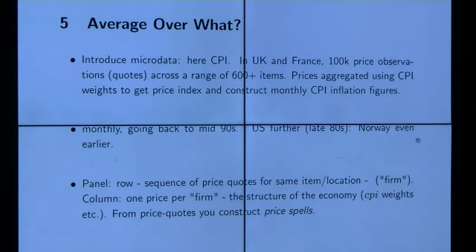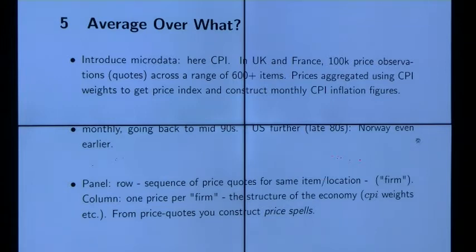So the CPI price data exists for most countries, and we can think of it as what's called in econometrics a panel. A panel is basically data in a series of rows. Each row is a sequence of price quotes for a particular commodity or good at the same location. A column is a list of prices, so you can think of those as one per firm. It's a list of firms. It's actually a price of a particular shop.